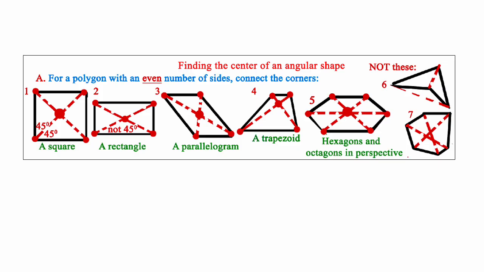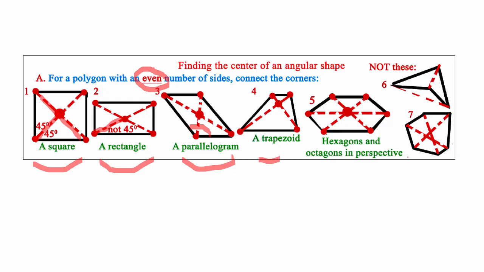I'm going to quickly review common four-sided polygons before I start talking about ellipses. To find the center of a polygon with an even number of sides, you connect opposite corners. For a square, which has equal sides, these diagonals divide the corner into two 45-degree angles. A rectangle has two pairs of parallel sides, and the diagonals do not form 45-degree angles. A parallelogram has two pairs of parallel sides, but the angles aren't 90 degrees.